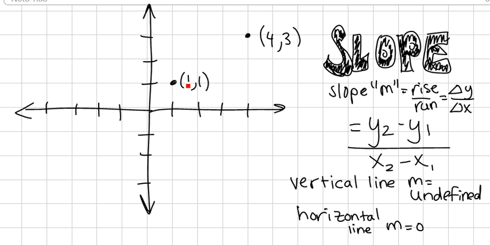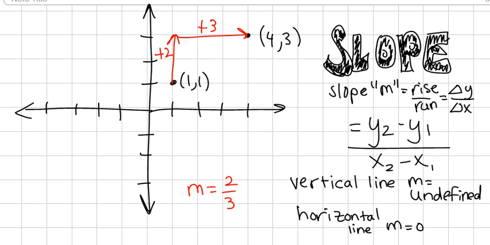So if I start with (1, 1) to get to (4, 3), I go up. So my rise is plus 2. And then I went to the right 3, so plus 3. So my slope is equal to 2 over 3.